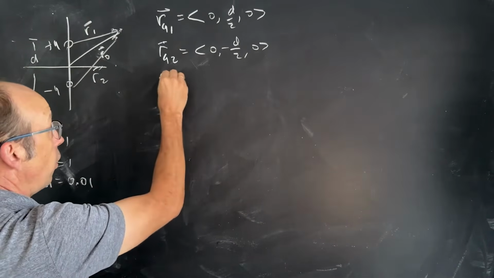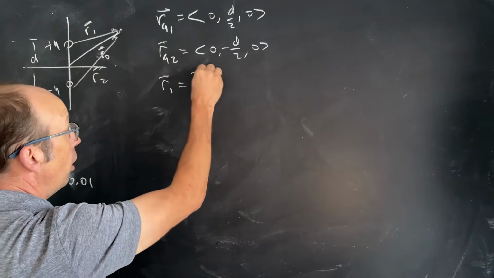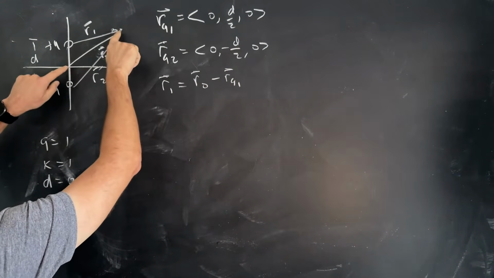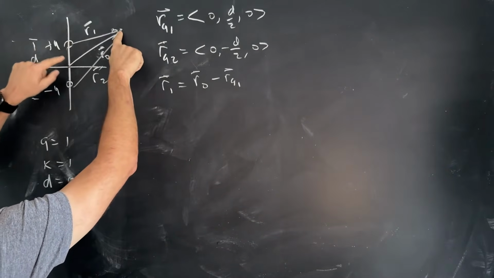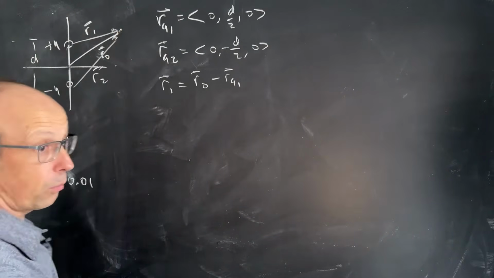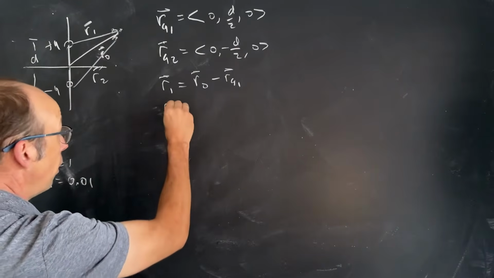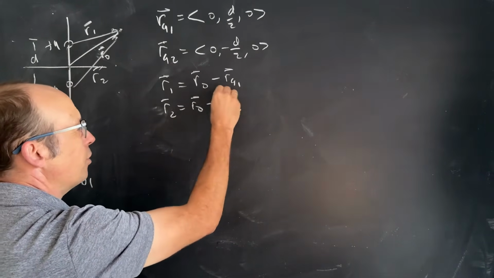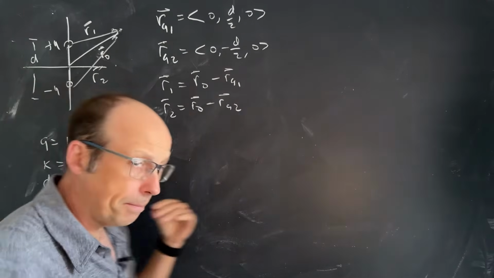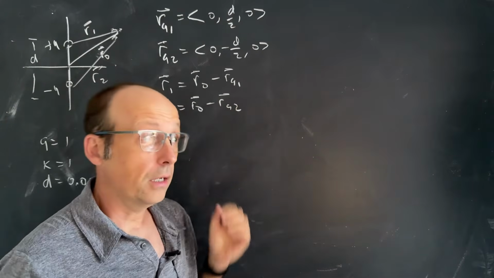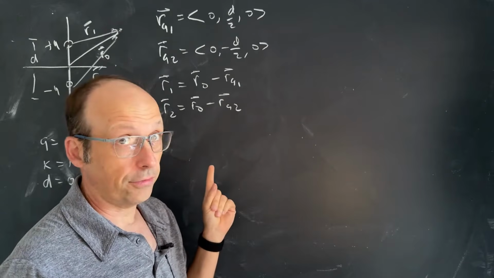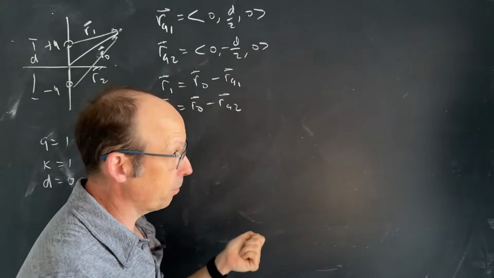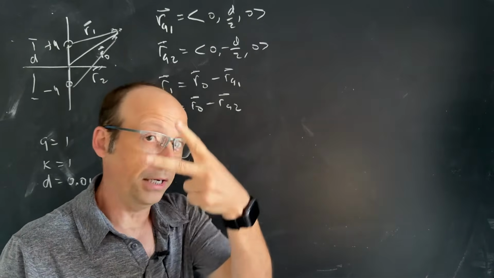So the vector R1 is going to be RO minus RQ1, right? The difference between this vector and that vector will tell me R1. Same thing for R2. R2 is RO minus RQ2. And you can use whatever names you want. Now, here's the trick, right? I like to use vectors. And vectors are great in web VPython, but contour plotting doesn't exist in web VPython. That's where I need to combine the two.